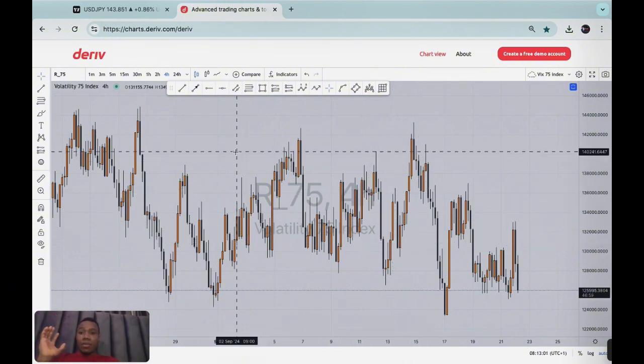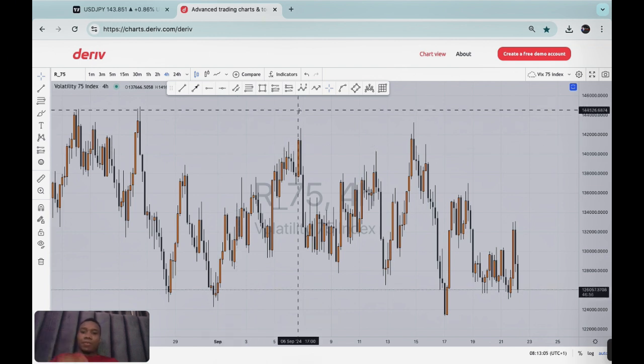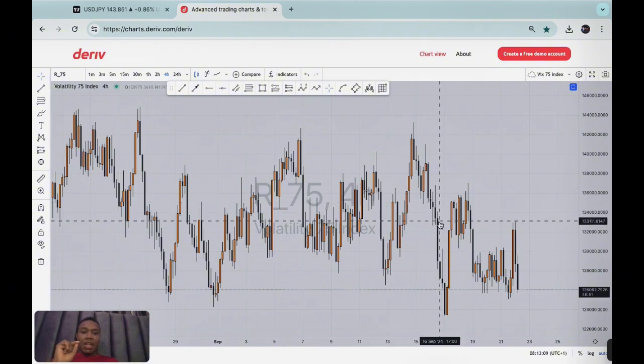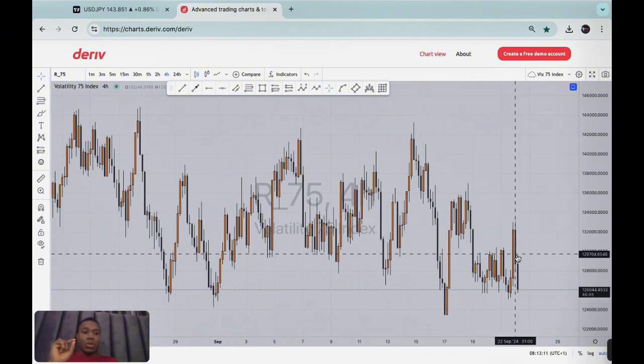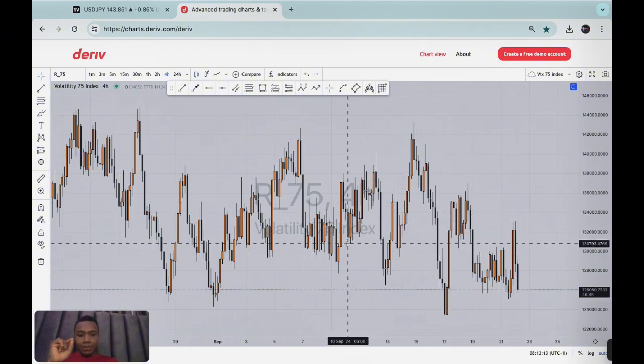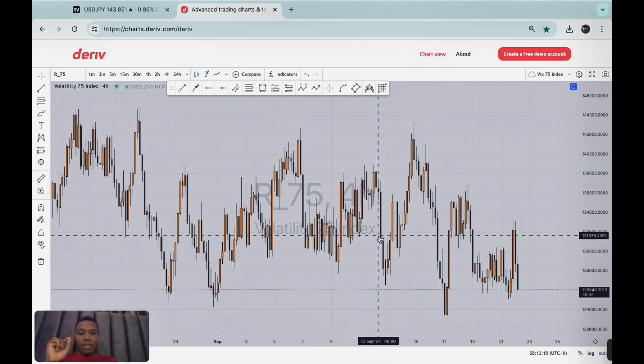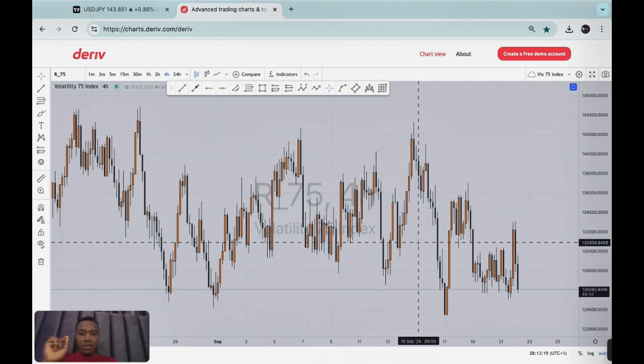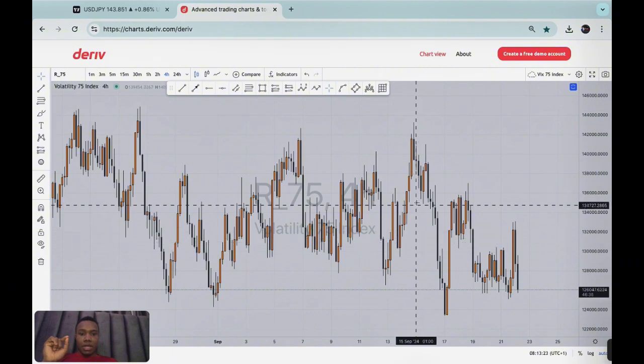This is on the 4 hours time frame. What are we going to be looking for? Very simple, easy peasy. We're going to be looking for the high and low of the week. Let's say the last week, that was Monday. Monday was, I think, 15th of September. Yeah, this was Monday, the first candle here.